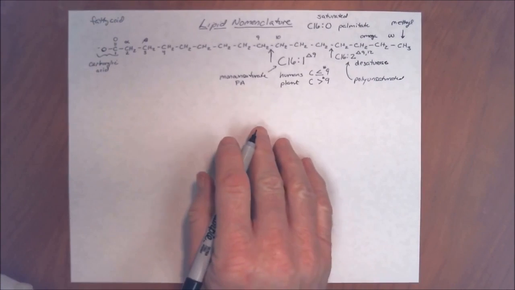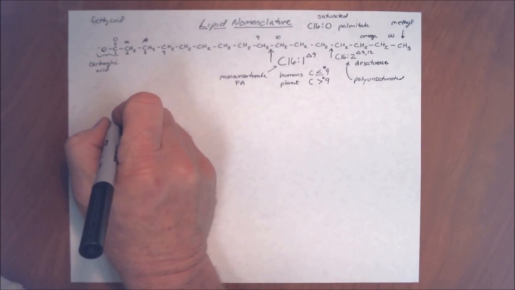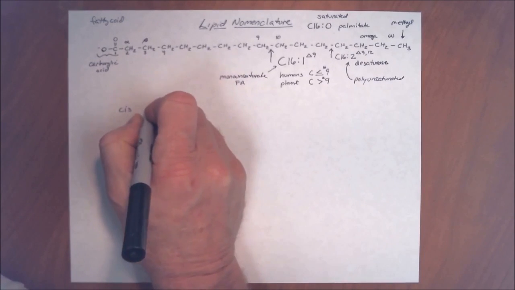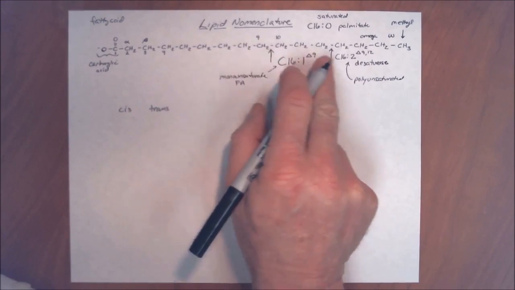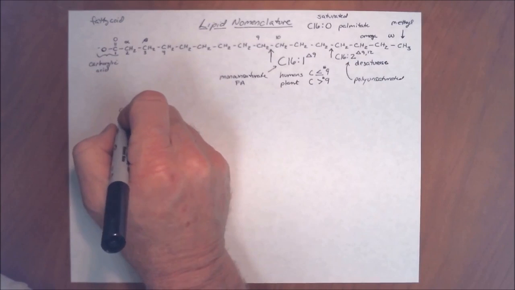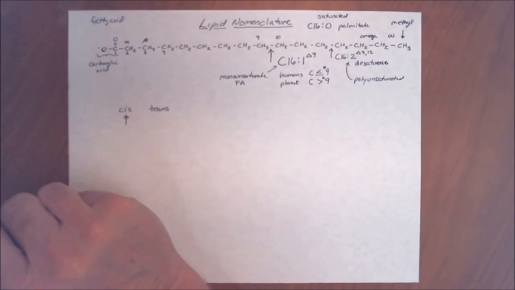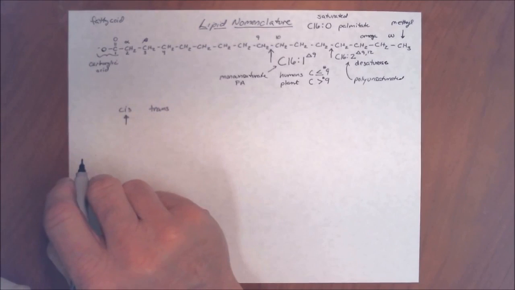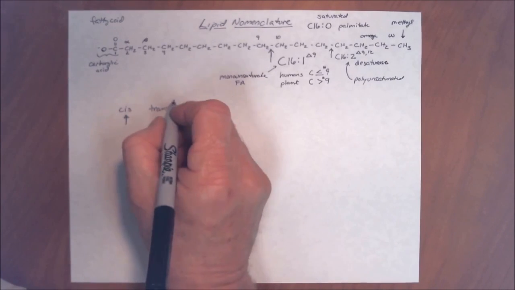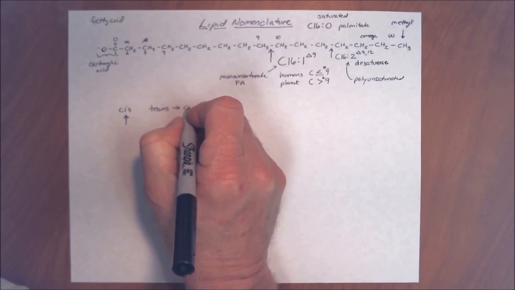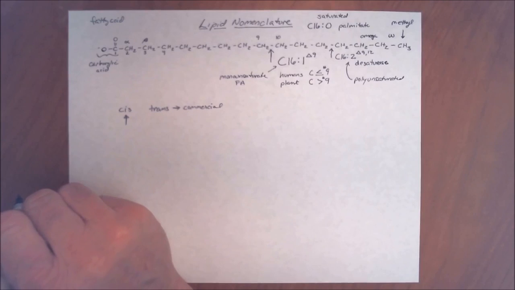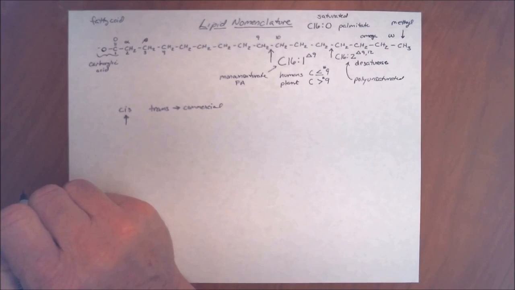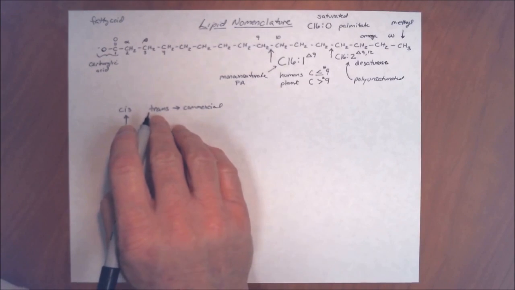Another important feature of double bonds is that they can be in either a cis or trans configuration. The double bonds that we introduce using a desaturase enzyme are all cis bonds. We cannot introduce trans bonds. Trans is a commercial process of partially hydrogenating a polyunsaturated fat, and we'll be able to introduce trans bonds.